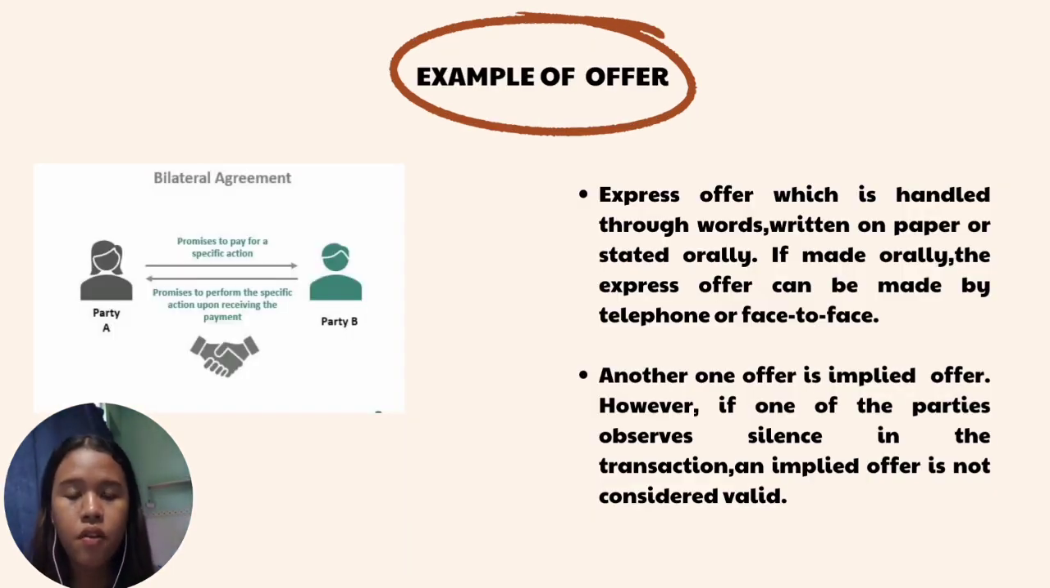Next is examples of offer. Express offer is made through words, written on paper, or stated orally. If made orally, the express offer can be made by telephone or face to face. Another type of offer is implied offer. However, if one of the parties is silent in the transaction, an implied offer is not considered as valid.